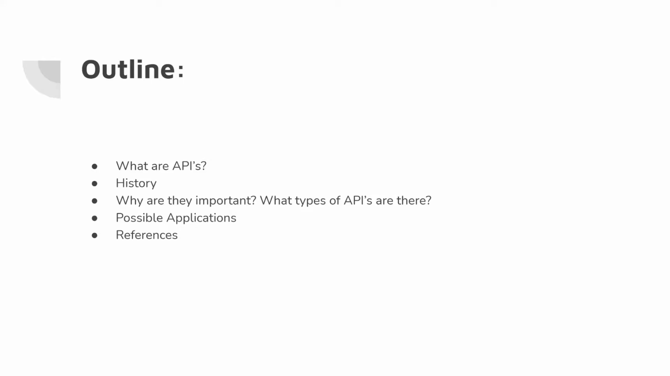Then I'm going to talk about why they are important, and at the same time, what types of APIs are available. Then I'm going to go over some possible applications that people can use. I found some examples that are pretty interesting, and I'll be talking about those later on. And then I'm just going to go over the references real quickly, and that'll conclude my presentation.